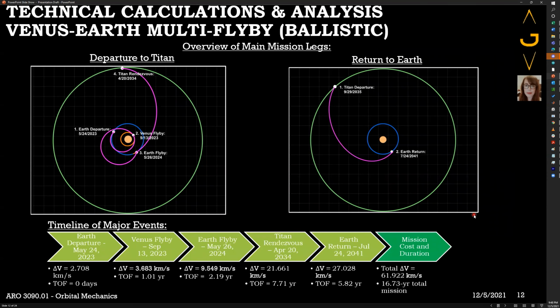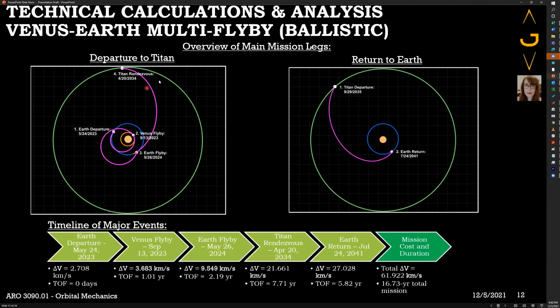So here's an overview of the main mission legs and then a timeline of the major events for each part of the mission. We're going to start at Earth and depart on May 24th, 2023. Then we'll do a flyby of Venus in September of 2023. Next is the flyby of Earth in May of 2024, and then we'll rendezvous with Titan in April of 2034.